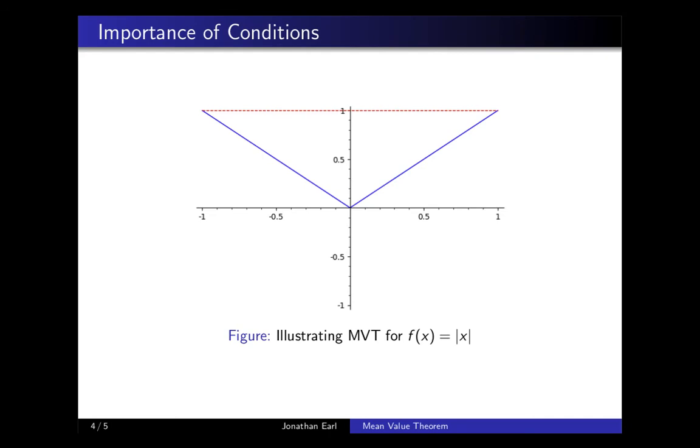So for this case, what we have is just a plot of the absolute value function. And what we see is that at the endpoints here, so we're looking at minus 1 and 1, the function evaluates to the same thing. It evaluates to 1 at both 1 and minus 1.